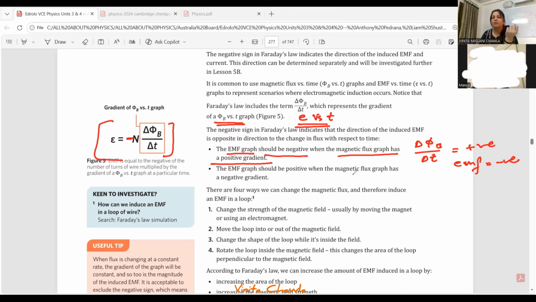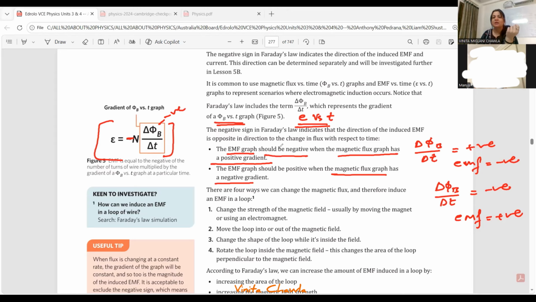And what if the magnetic flux has a negative gradient? What if the magnetic flux is decreasing with time? Then del phi by del t becomes negative, and we have one more negative in the formula. So minus minus becomes plus, no? Negative and negative gives you positive. Then your EMF is positive. Clear?